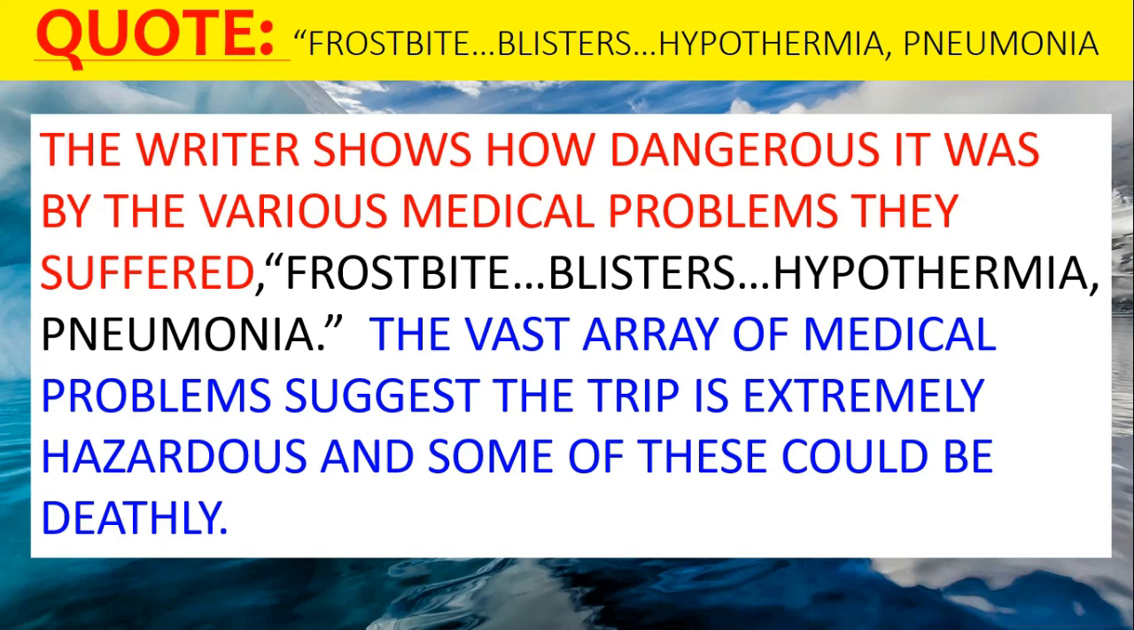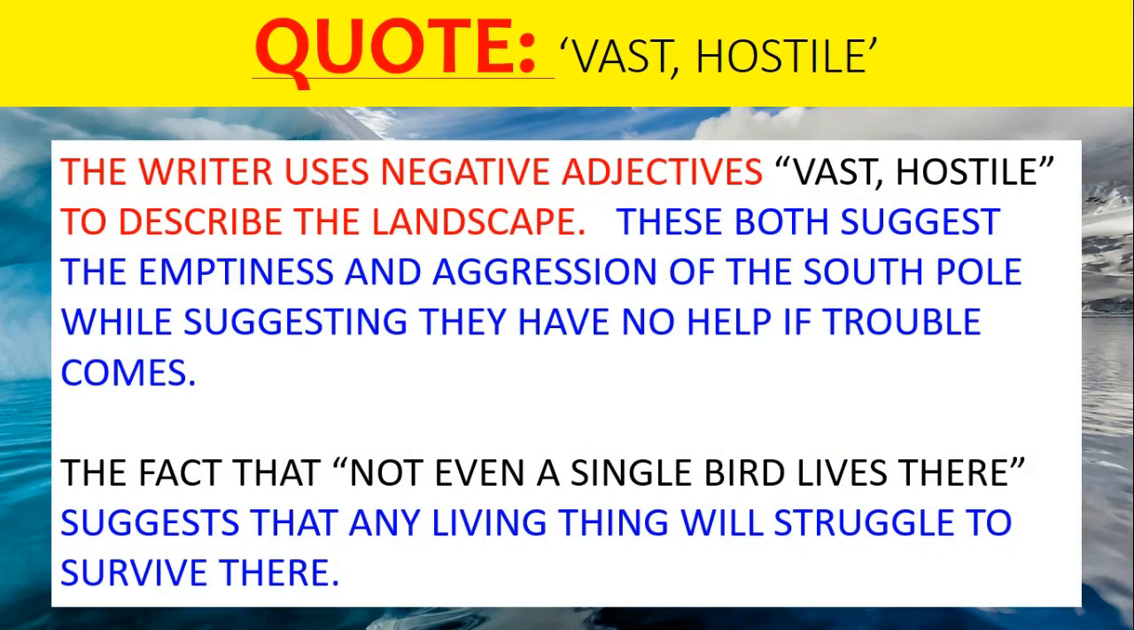Again, I've said my technique is they are showing all the medical problems. That's my quote, and I've just said, well, why is it dangerous? Why is it difficult? Well, all the problems suggest that really they're never going to get through it in a healthy way. The writer uses negative adjectives, that's my technique, vast and hostile, to describe the landscape. So now I'm going to zoom in on vast and hostile. These both suggest the emptiness and aggression of the South Pole, while suggesting they have no help if trouble comes. So if it's vast and hostile, they've got no help. The fact not even a single bird lives there suggests that any living thing will struggle to survive there, or at least want to live there.